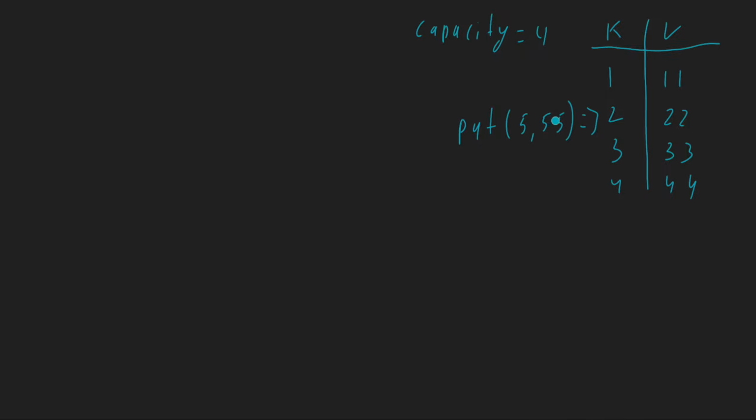But we cannot put that in the LFU cache because the capacity is 4, and we need to remove the key with the minimum frequency. So how are we going to do that? First thing is, instead of storing the value here, we are going to store a node. So let's define our node. Our node has two fields. First field is the value, and another field is the frequency of that key that we have used so far.